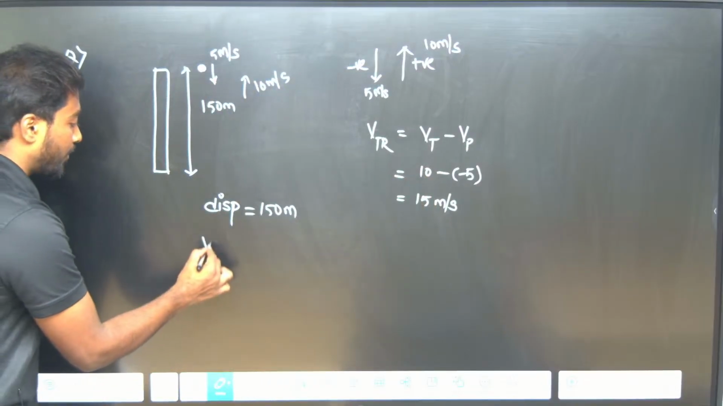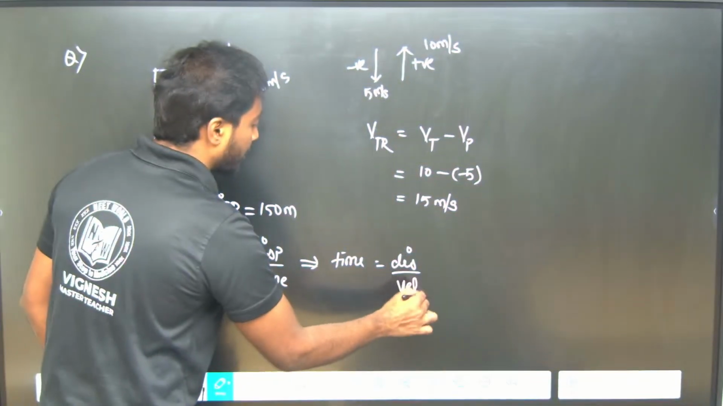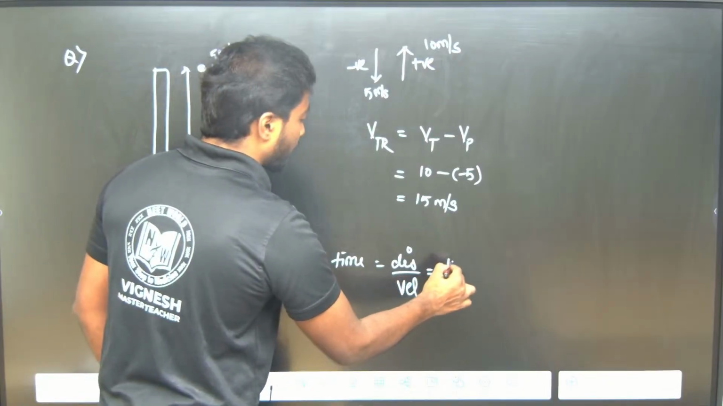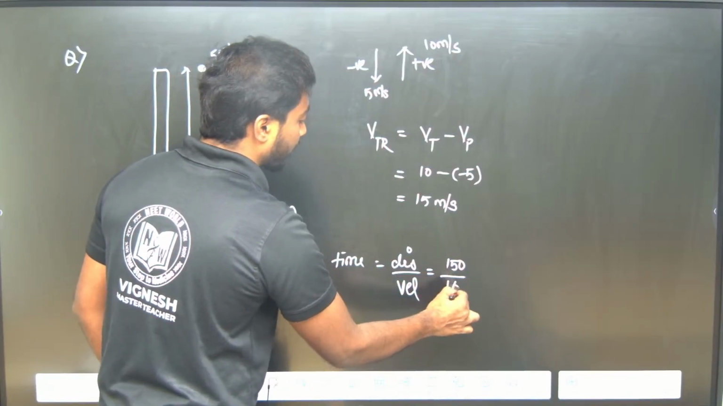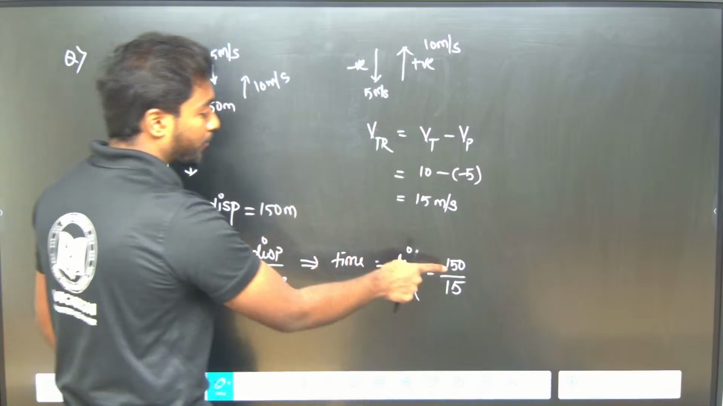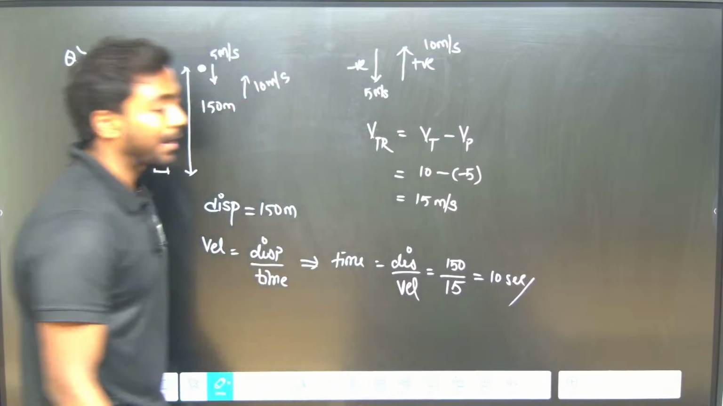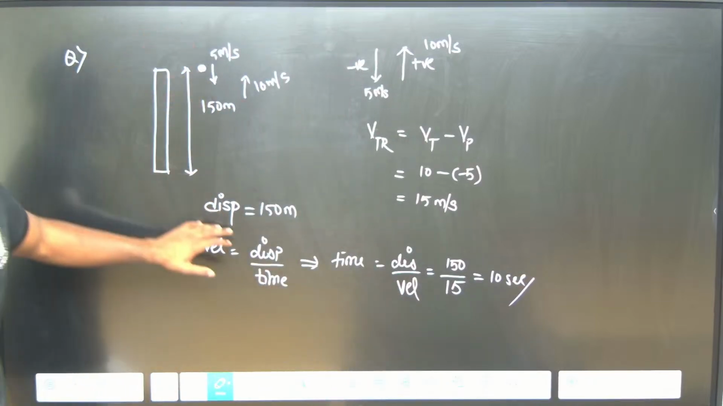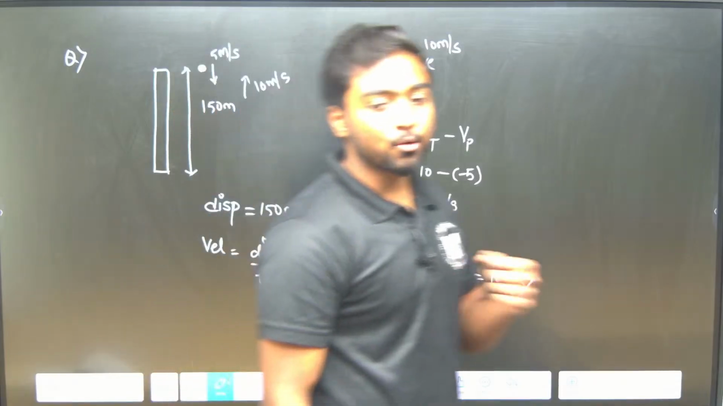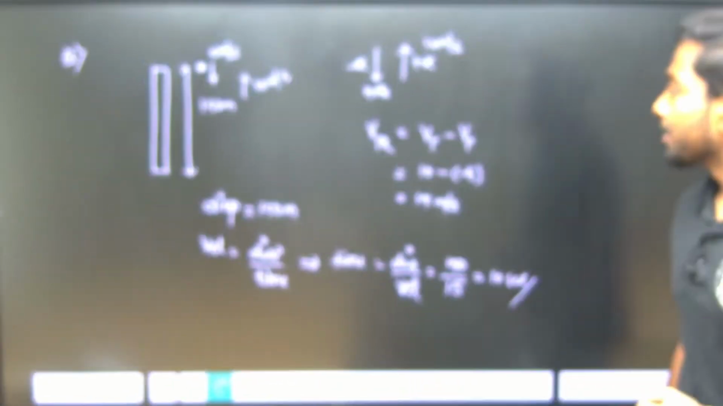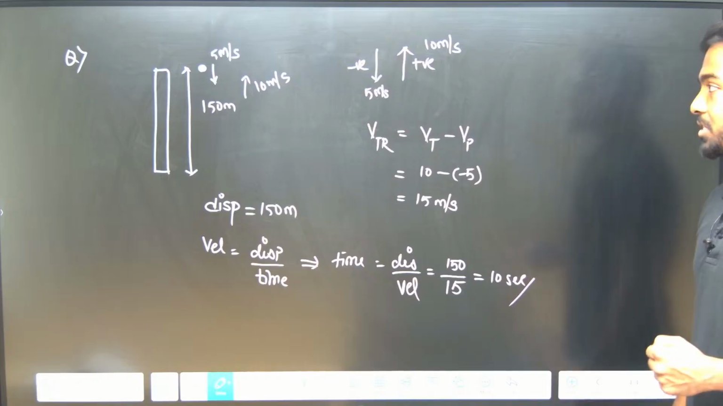Now, velocity is displacement by time, so time is displacement by velocity. What is the displacement? 150. What is the velocity? 15. Displacement 150, velocity 15, which is nothing but 10 seconds for the parrot to cross the 150-meter long train. So this is the answer for the given question. Okay.